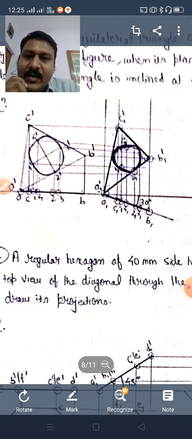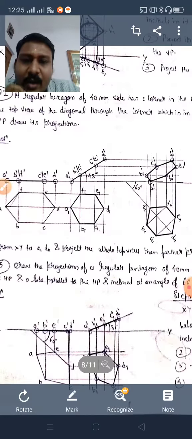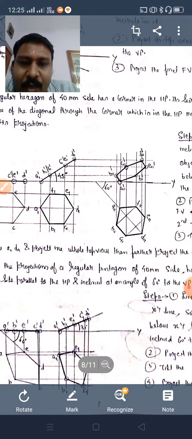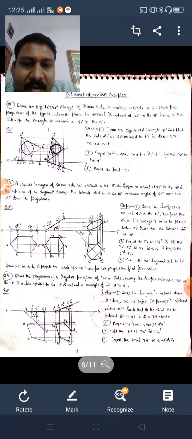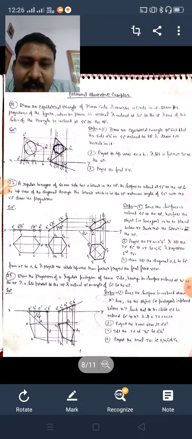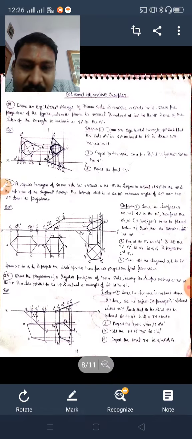Okay. Now a similar type of question is here also. Draw the projection of a regular pentagon of 40 mm side having its surface inclined 30 degree to HP. Surface means plane. So the first inclination is given, 30 degree to HP, meaning above the XY line. So definitely the object will be below, with a side parallel to HP and inclined at 60 degree to VP.